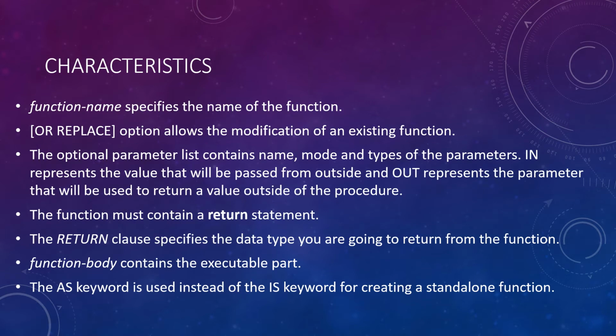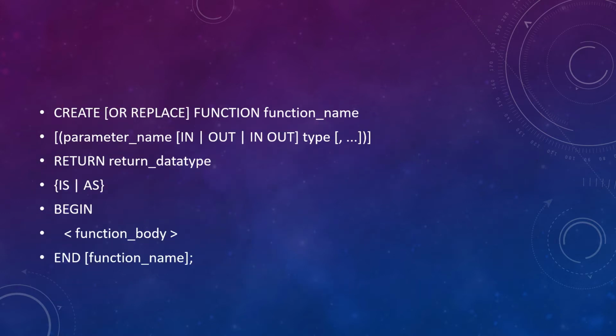Like in procedure, you can write here create or replace a function. So create or replace followed by function name, followed by parameters, and that is followed by a return clause where you have to specify the type of return parameter. Return parameter is compulsory. If you are having a standalone function, then you have to use AS. If it is nested, then you can go for IS keyword.